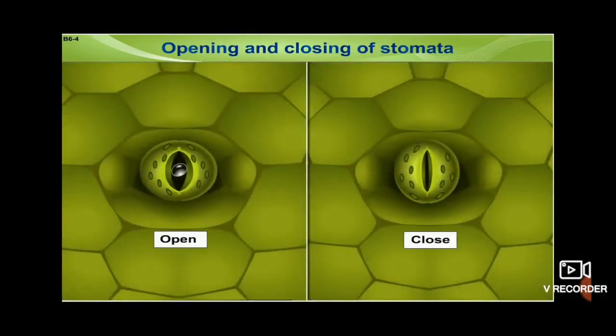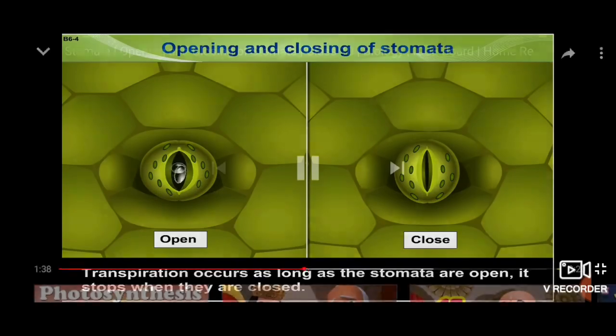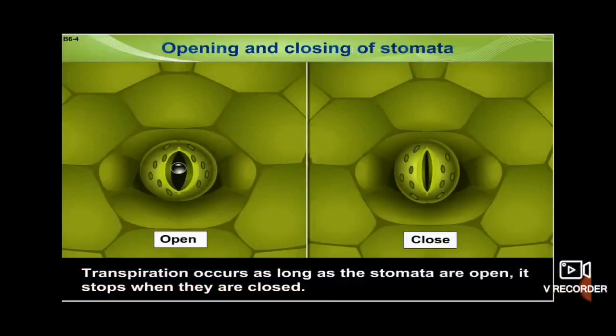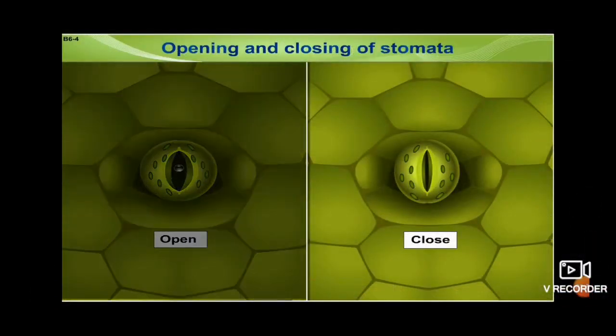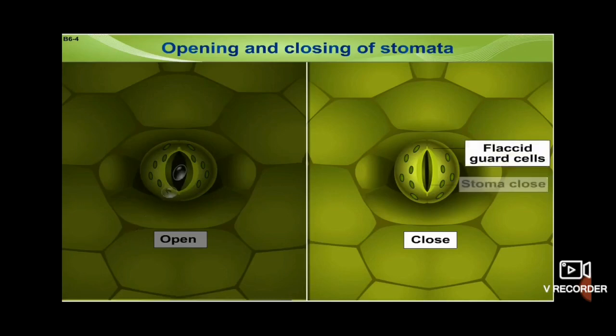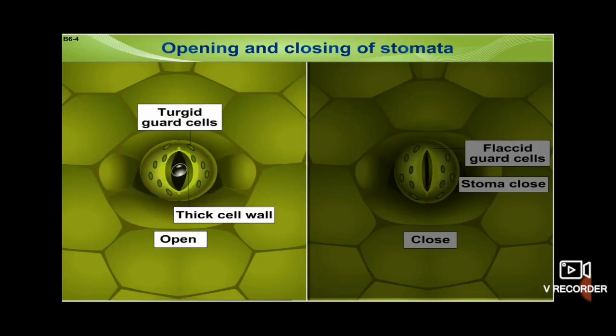Mechanism of opening and closing of stomata. Transpiration occurs as long as the stomata are open. It stops when they are closed. Open and closed stomata. Closed stomata: flaccid guard cell, stoma closed. Stoma open: turgid guard cell. Thick cell wall, thin cell wall.